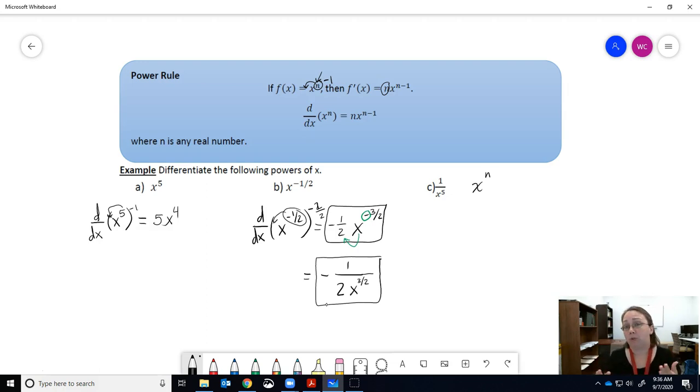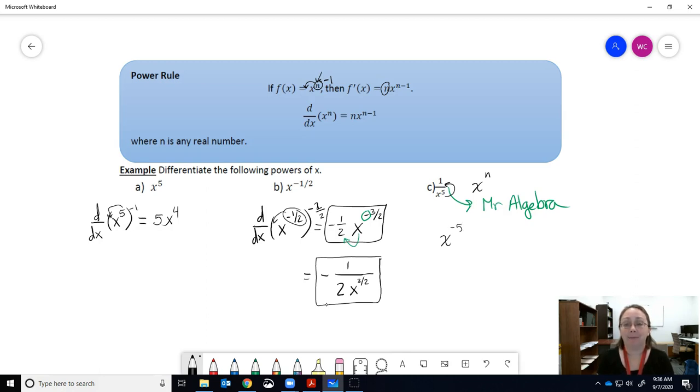So we have two options. We can wait and learn a new rule later on that we can work with this the way it's written, or we can try and rewrite this. Remember who your friend is. Your friend for calculus is Mr. Algebra. Use Mr. Algebra to try and rewrite your problem into something that this rule will work for. Can you rewrite this question as x to a power? If you take the x and bring him upstairs, what would happen to his power?